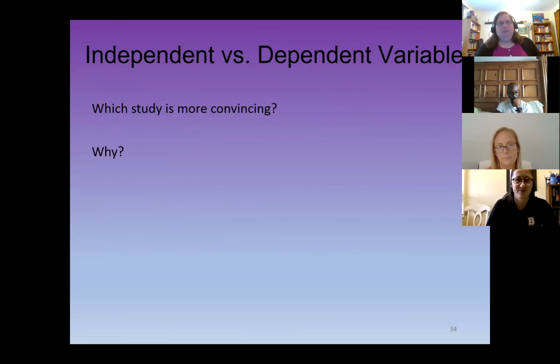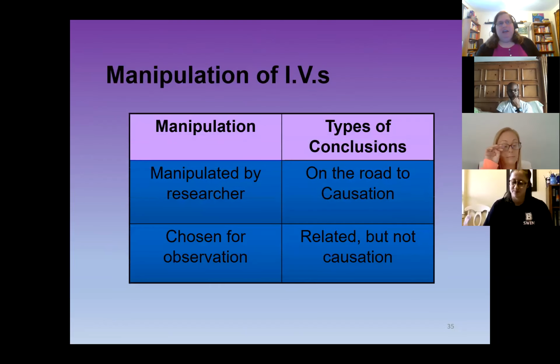So we talked about which study is more convincing and why. And this is what I was sharing with you a moment ago, that when we have manipulation of the IV, when it's manipulated by the researcher, we are on the road to causation. When it's simply chosen for observation, it's still a very important study, and we can still talk about relationships and associations, but you're not on the road to causation.